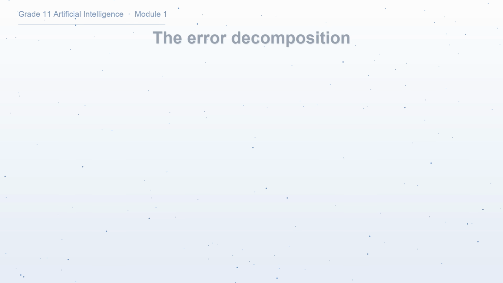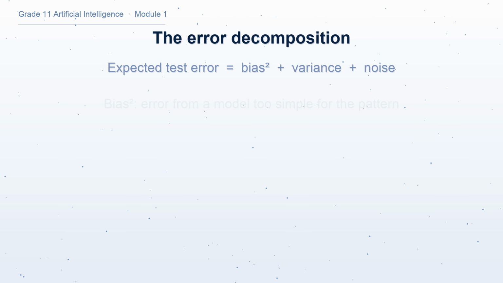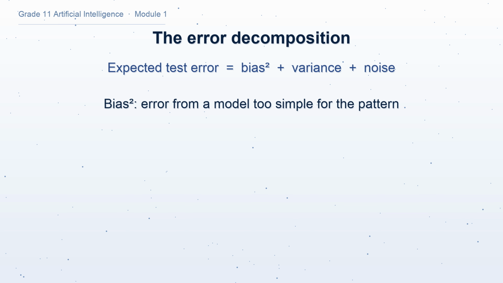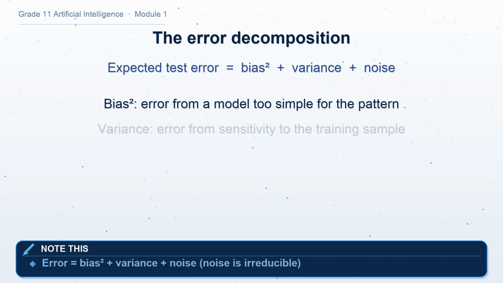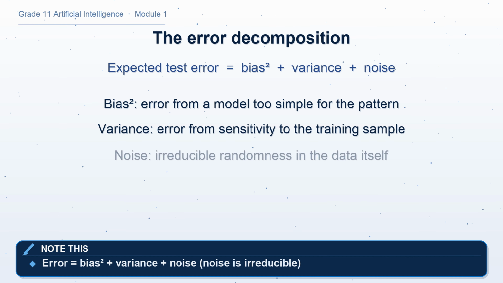We can be precise about all of this. The expected error of a model on new data splits into exactly three pieces. The first is bias squared, the error from a model too simple to capture the true pattern. The second is variance, the error from the model being too sensitive to the particular sample it trained on. The third is noise, the irreducible randomness in the data itself, which no model can ever remove.